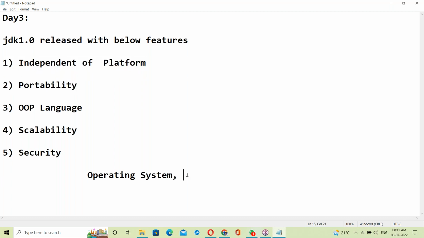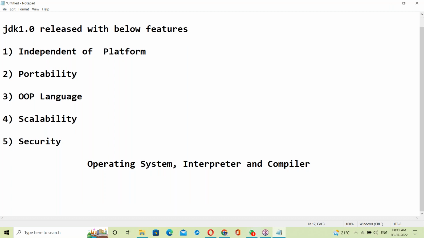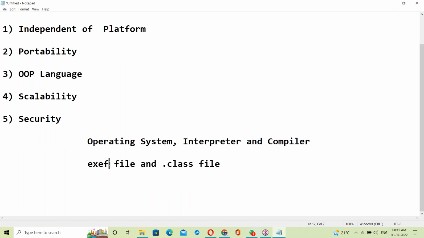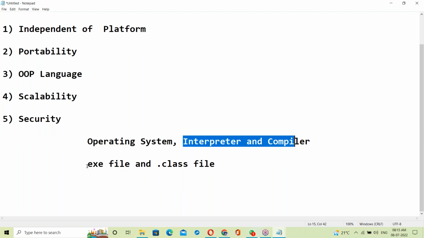So, OS basics. Next, knowledge about the interpreter and compiler. Next, about the exe file and the dot class file. Okay, about exe file knowledge and dot class file knowledge. So: OS, then interpreter and compiler, then exe file and dot class file.